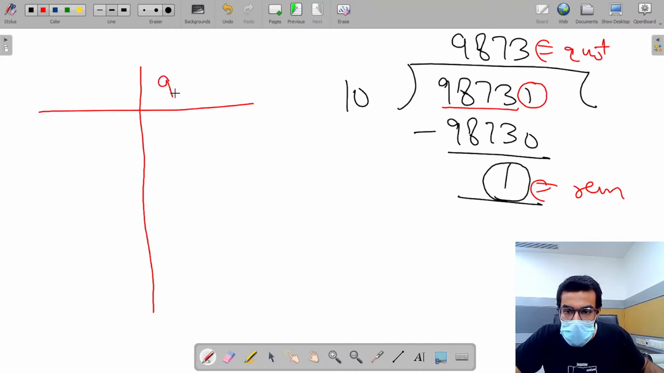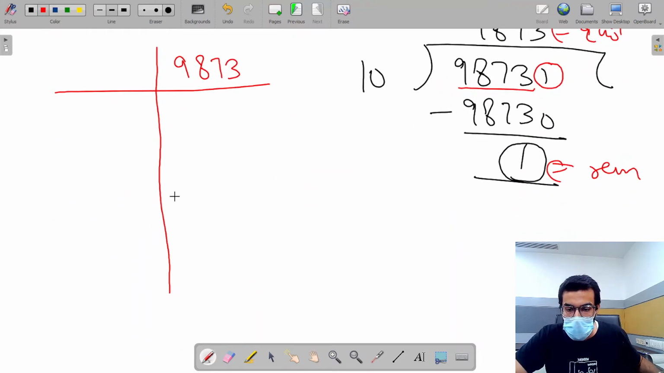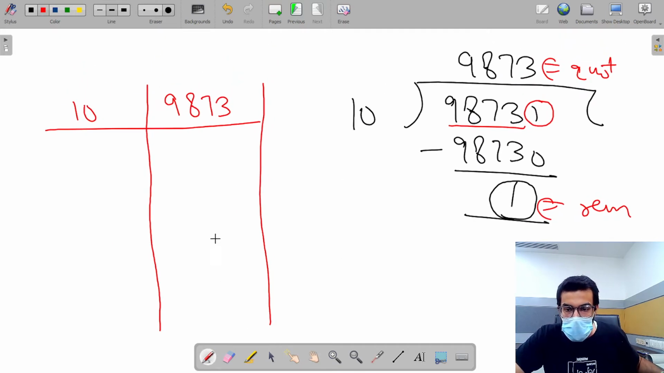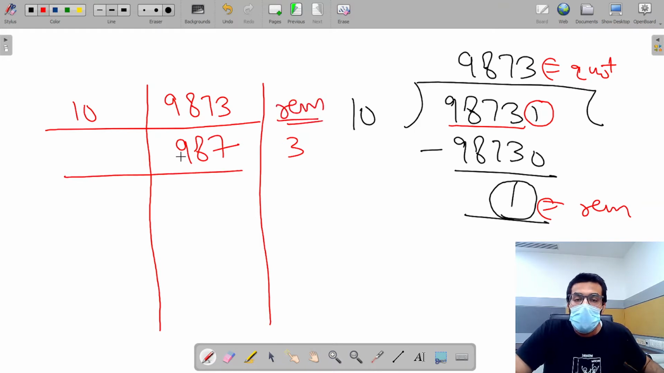Okay, let us say that the number is 9873 and I'm dividing this number by 10. Then based on this observation, if the number is getting divided by 10, the last digit will be the remainder and the remaining digits become the quotient. Let's say that this is the remainder. Now the quotient becomes the dividend for the next step, and I again divide this dividend by 10.